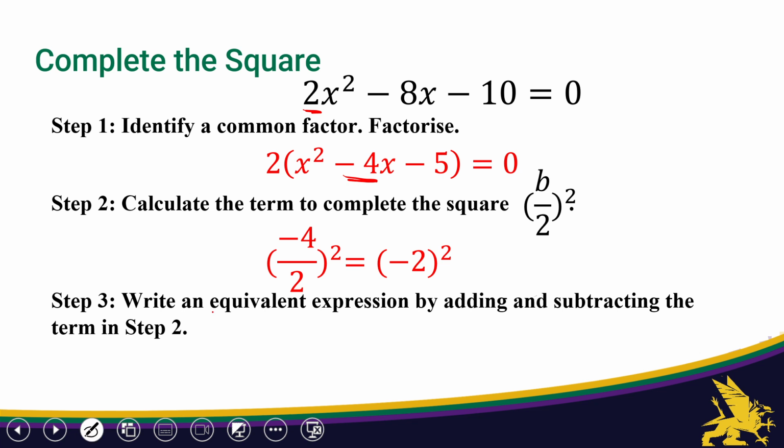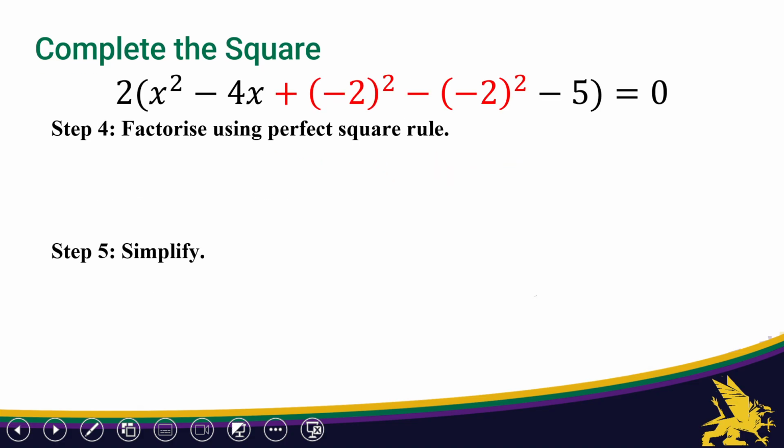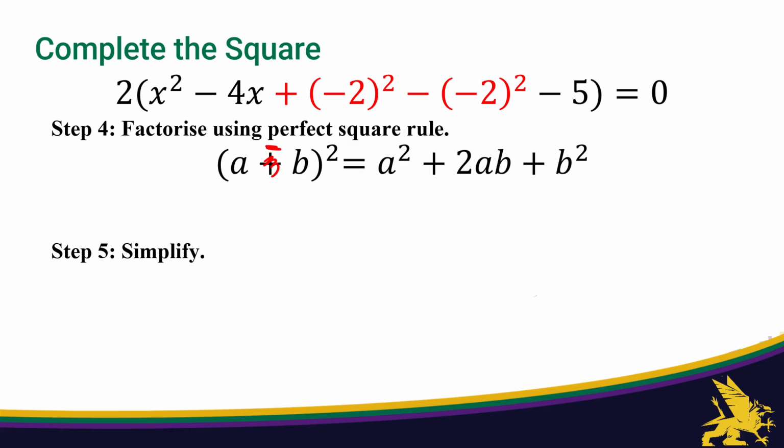So I'm just going to, again, write an equivalent expression, but I'm just adding and taking away the same thing, which means I'm not changing anything. This allows me to then look at the perfect square rule. Now, with the perfect square rule, instead of it being a plus b squared, it's going to be a take away b squared. So we can see it's in this form a squared minus 2ab plus b squared. Even though it's got take away 2 here, we know negative 2 squared is going to be a positive.